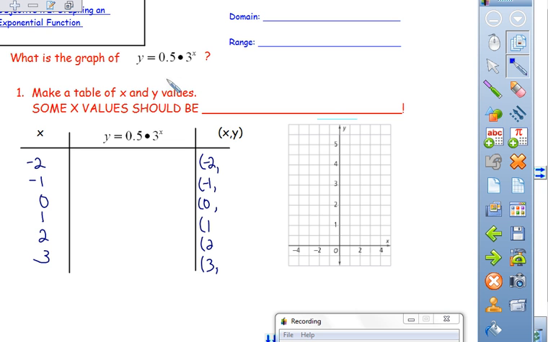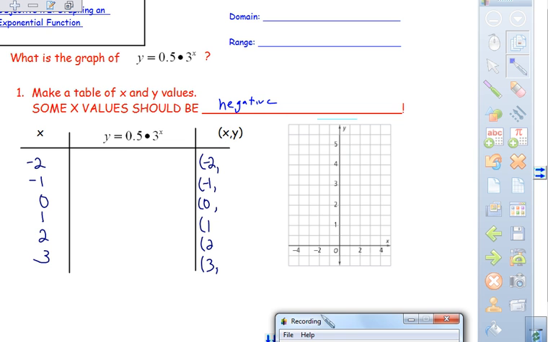Here's another exponential function. What is the graph of y equals 0.5 times 3 to the x? So let's make a table of values. And let's make sure some of our values are negative. So we're going to plug in -2, -1, 0, 1, 2, and 3. So if we want to do this by hand, what we can do is 0.5 times 3 to the power of -2. And we throw that on a calculator. And our coordinate is -2, 0.056. So if I graph that, -2, it's just really, really close to that line.